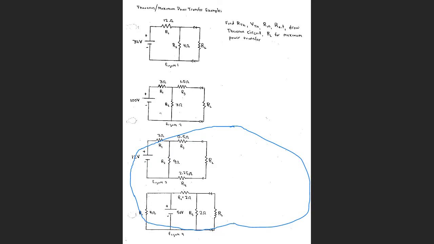All right, let's look at it. So RN is the resistance that the battery sees. So we look at it in this way.